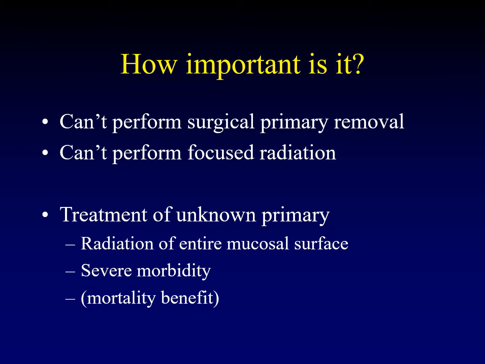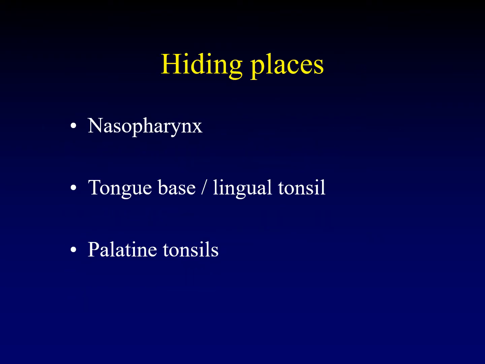So what are the radiologic hiding places, the place where we need to really look carefully so as not to overlook these on imaging? Well, one is the nasopharynx, another is the tongue base, by which I also mean the lingual tonsil, and the third is the palatine tonsils. These oropharyngeal locations are the most common locations to give rise to undiscovered primary tumors.